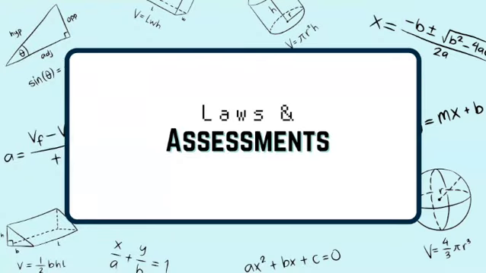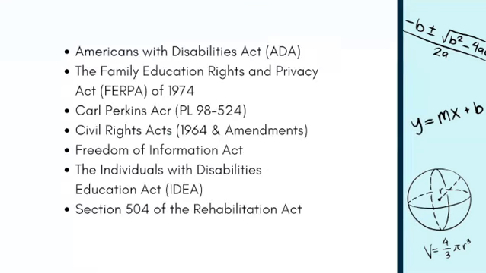Okay, laws and assessment. Over time, there have been different laws that help make people more equal or be on an equal playing scale. And as a school counselor, these are the ones that you definitely need to know. The first one is the Americans with Disabilities Act. This law states that accommodations must be made for individuals who are taking tests for employment, and that testing must be shown to be relevant for the job in question.